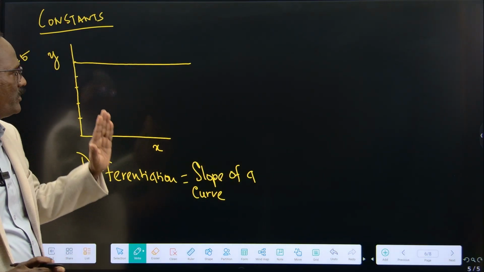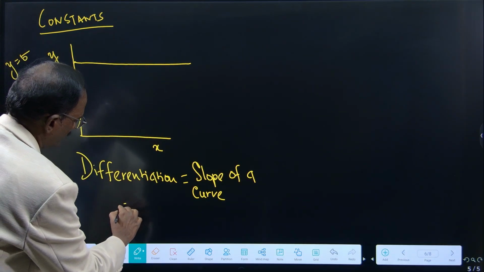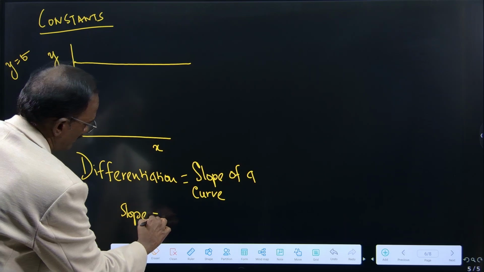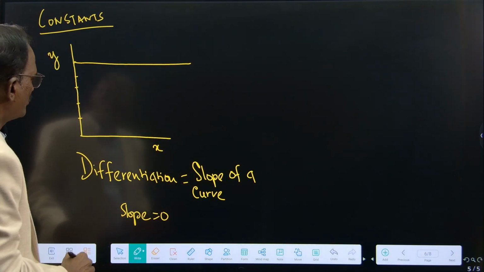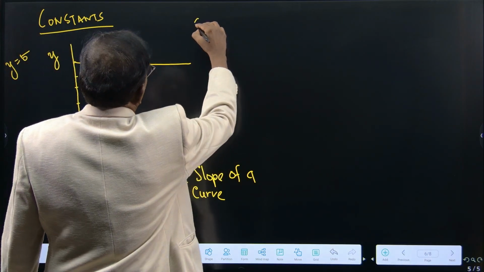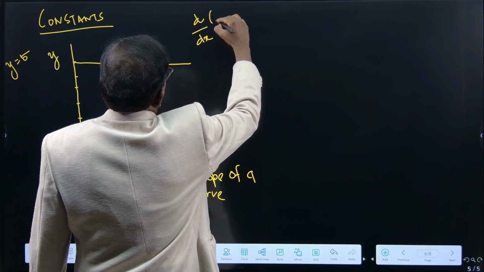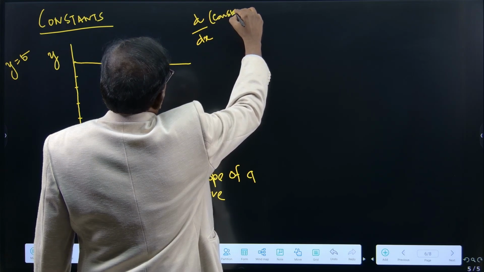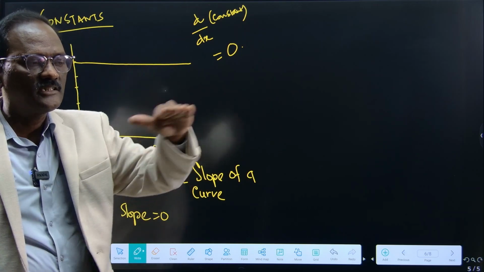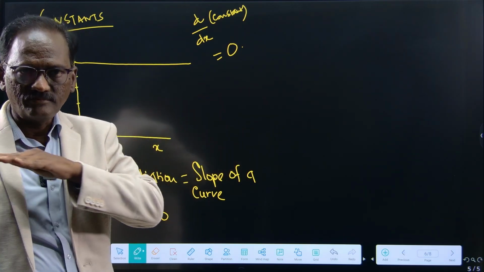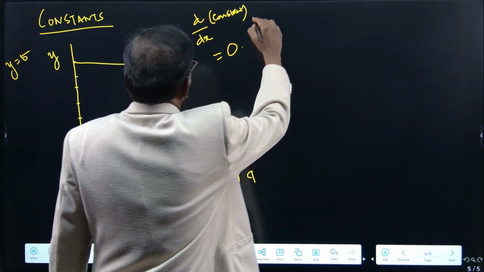This is one curve, y is equal to 5. What is the slope of it? Slope is equal to 0, because it is a flat curve. So differentiation of any constant, d by dx of any constant, is equal to 0, because a constant curve will never have a slope. So differentiation of a constant is always 0, right?